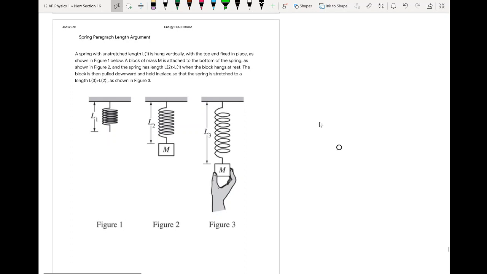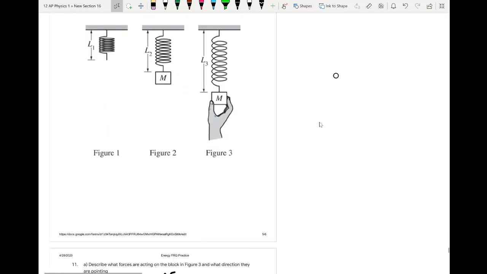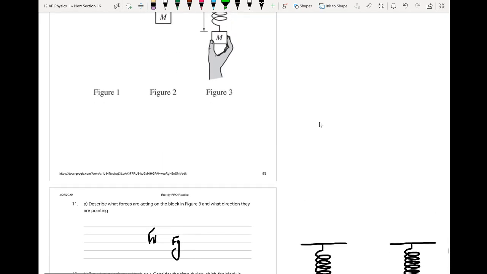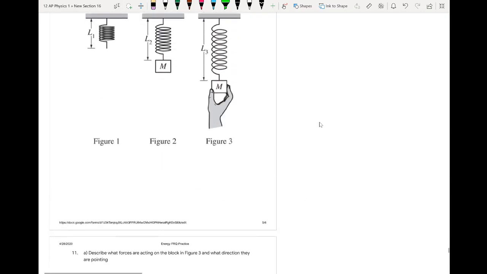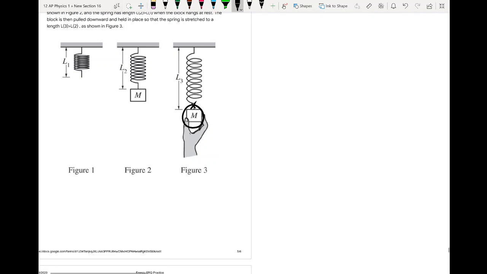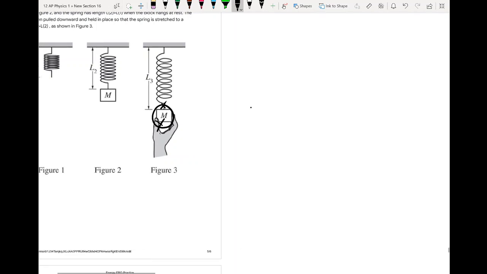The block is then pulled downward and held in place so that the spring is stretched to a length L3, which is greater than L2, as shown in the figure. So the first thing we want to do, oops, I gave away the answer, oh no. The first thing we want to do is just talk about what forces are acting on it. So we can do a quick little force diagram to think about what contact forces we have acting on it, and then go from there.